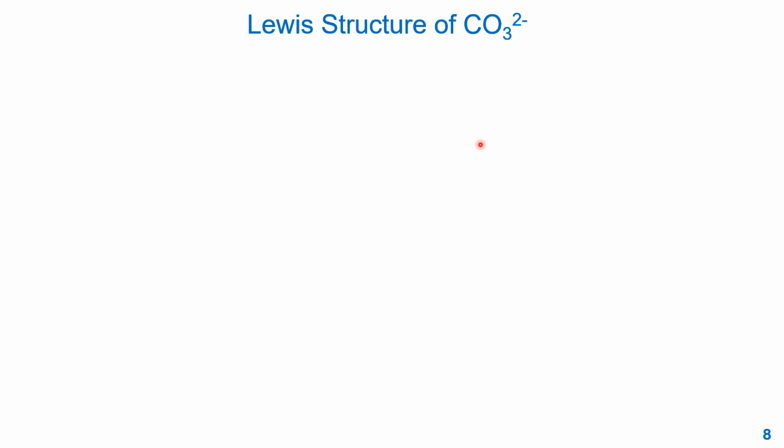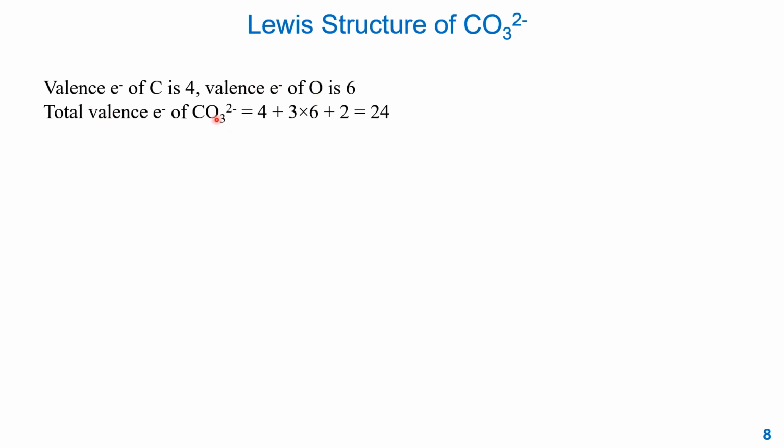Okay, look at this polyatomic anion, carbonate. There are 2 negative charges. So when you calculate the valence electrons number, the total available is the carbon valence electrons number plus 3 times the valence electrons number of oxygen plus 2, because it's 2 negative. For an anion, you have to add the number of that charge as valence electrons. So the total is 24. The central atom is carbon.